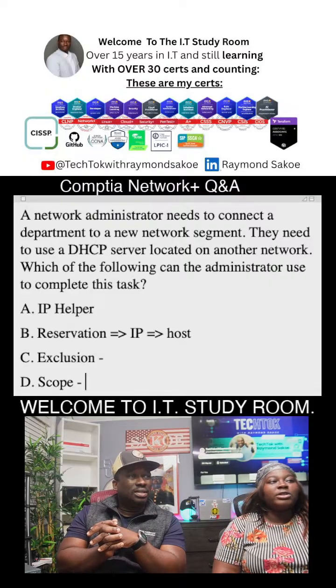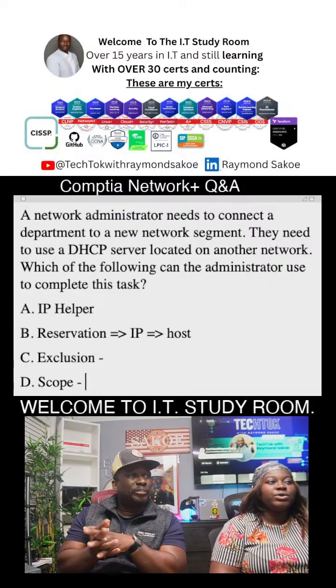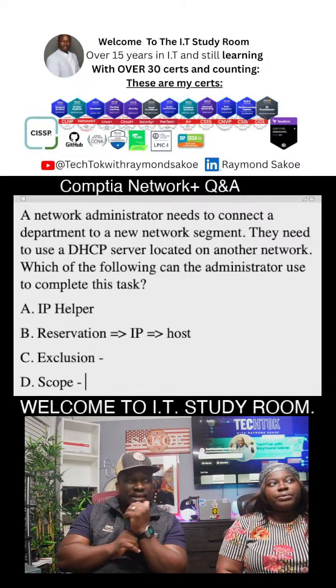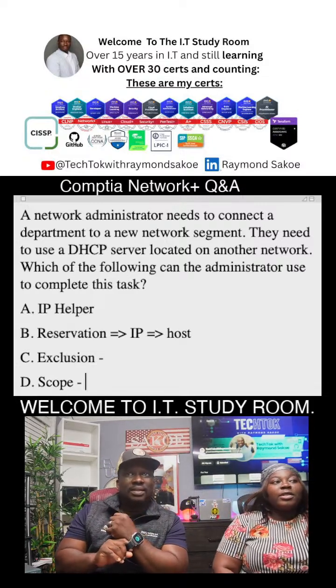And then Scorpio said you're likely to use static for switches, servers, routers, etc. Okay. Yeah. All right. That was the last question for the day.